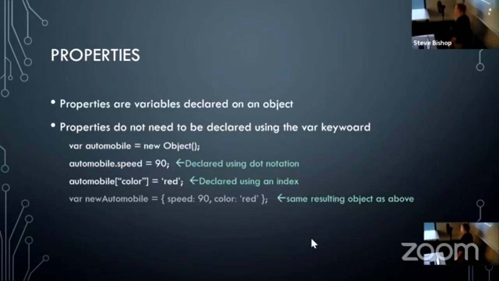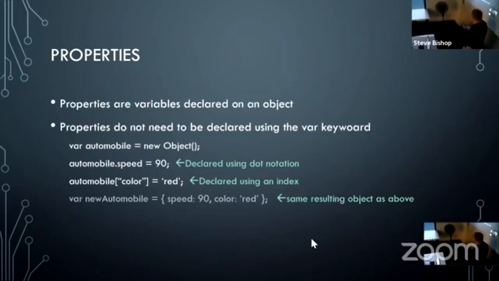Yes? Question about declaring using an index. You use quotation marks for the index, but you use single quotation marks for the string. They're interchangeable. You can use single or double quotation marks in either case. Can you call them by an index number, like automobile[0] to show color? Would that work? No, because that has to do with arrays. Arrays are very similar in the way they look syntactically, but they're a little different. In fact, if you tried to do something like this on an array, the browser would automatically convert the array into an object.